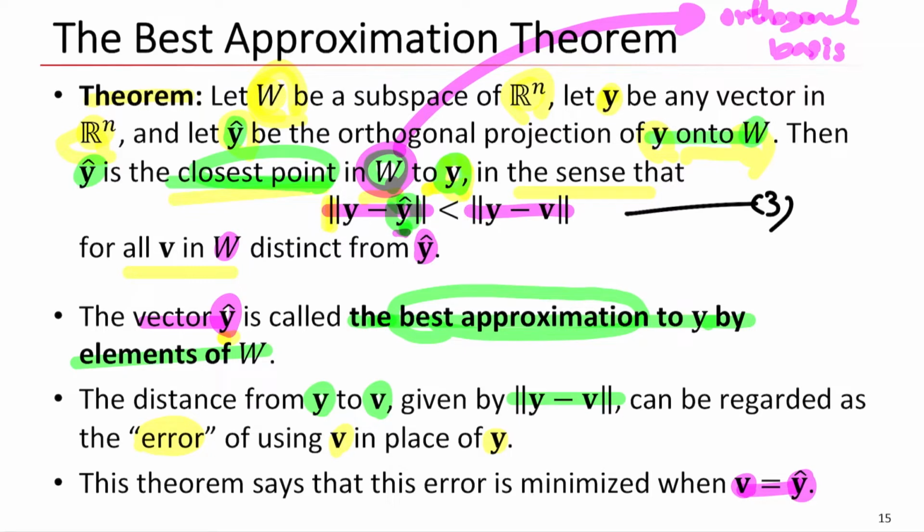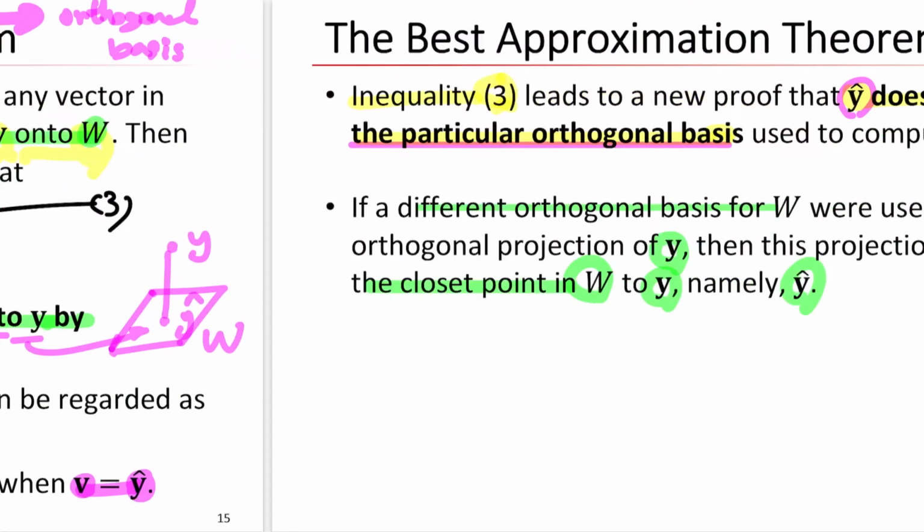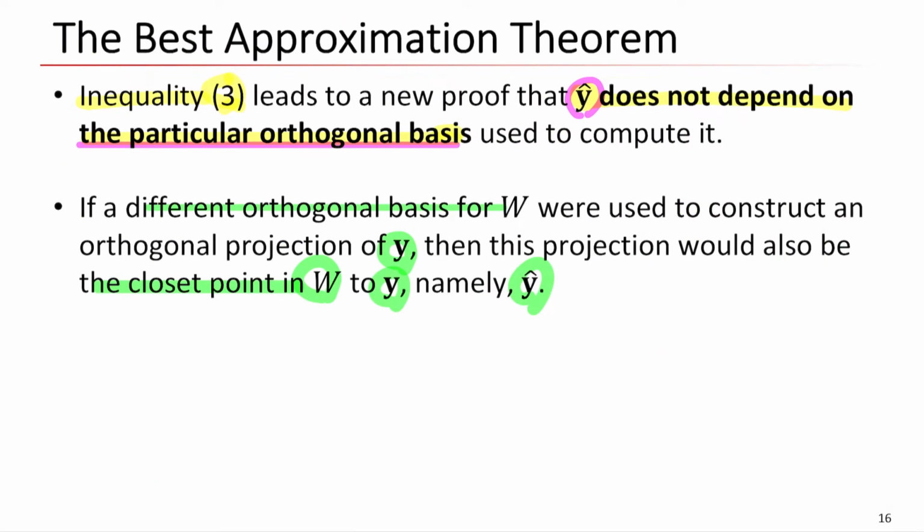In other words, let me say there is a vector subspace W, and we have a y, and we want to find the closest point in W. So y hat will be the closest point. In this case, y hat is called the best approximation to y. So this is the best approximation theorem, which concept will be used in the least squares solution in next week's lecture.